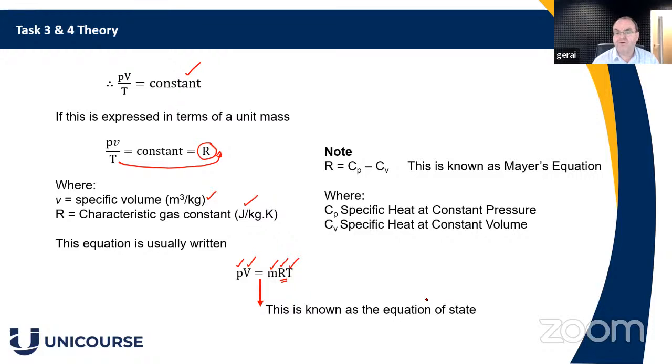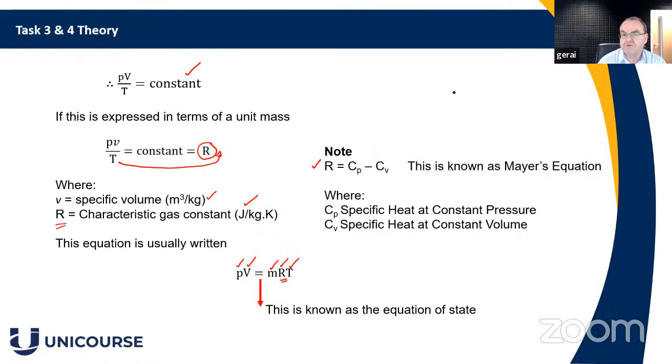One of the questions asks how you can actually develop the relationship to find this characteristic gas constant R. And the relationship is simply the specific heat at constant pressure minus the specific heat at constant volume. So that's the relationship to get our value, the characteristic gas constant.